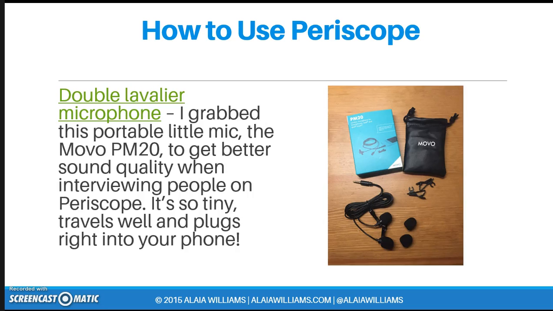Next, a double lav microphone. I grabbed this portable little mic, the Movo PM20, to get better sound quality when interviewing people on Periscope. It's so tiny, travels well, and plugs right into your phone. Also, it's great for podcasting on the go if you're planning to do some in-person interviewing. I have 2 shows, so this mic really comes in handy.